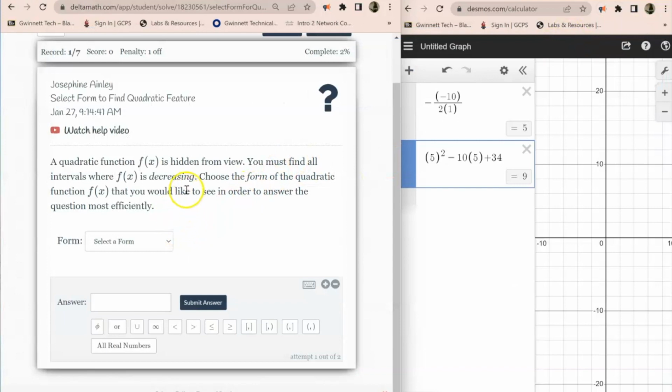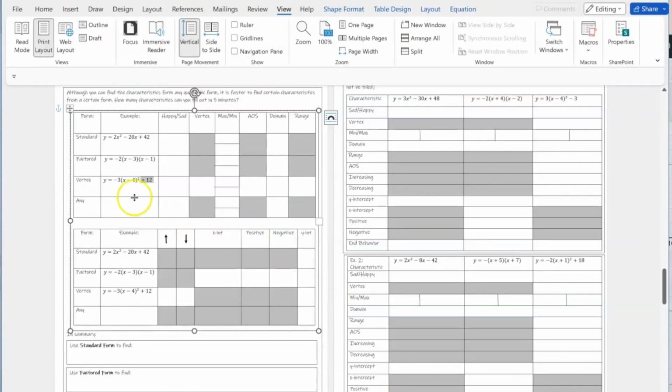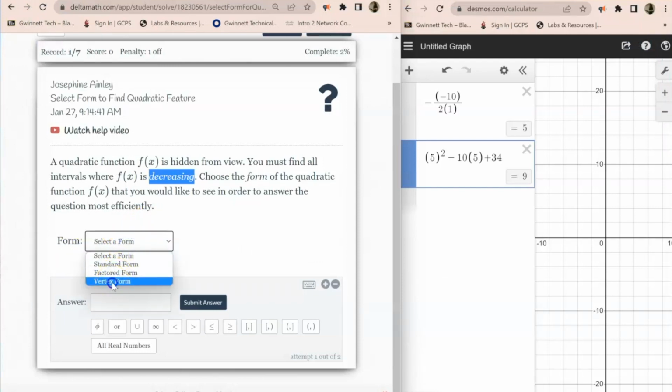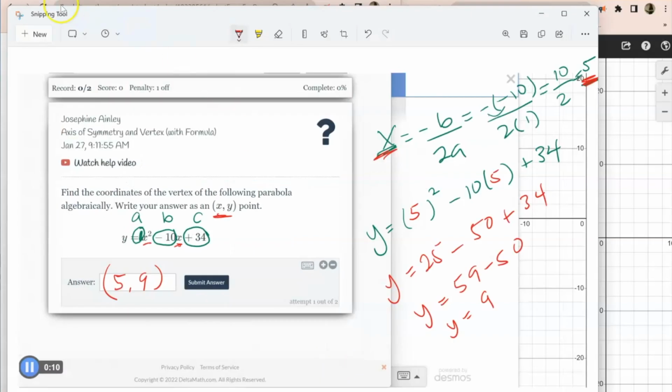So given this, I want to find the intervals where it is decreasing. And again, I can just tell you, if you have your notebook, let me go look at decreasing. Where is decreasing? Standard form, oh, right here, decreasing. Everything is blacked out except vertex form. So I need to use vertex form to find whether it's increasing or decreasing. So I'm going to go to vertex form. I'm going to pull the vertex.